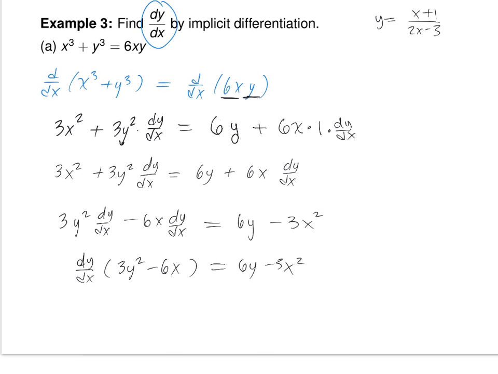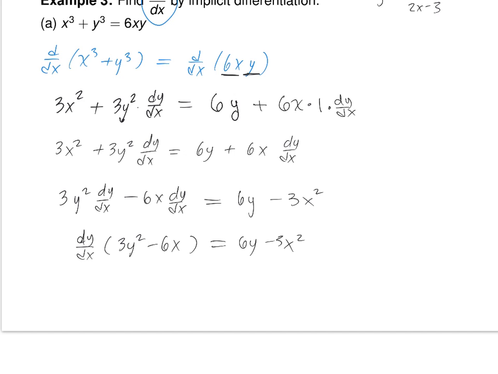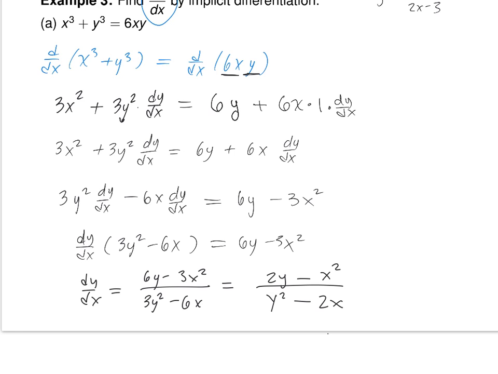Okay. And then now can you get the dy/dx all by itself? Divide by it, exactly. So dy/dx equals (6y minus 3x squared) over (3y squared minus 6x). Beware of bad cancellations and killing your kittens, for lack of a better way to say it, okay? Can you take out a greatest common factor here at all? You could divide the numerator and denominator both by 3. Does that make sense? And that would make this into (2y minus x squared) over (y squared minus 2x).